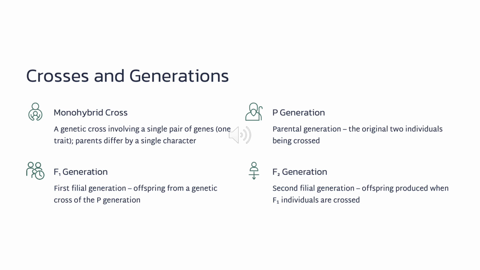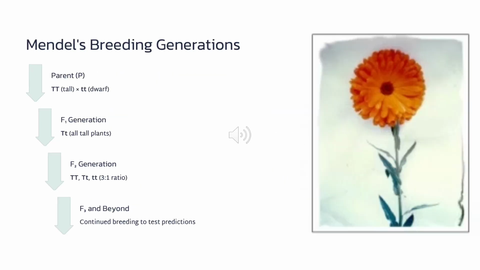The next generation is the F2 generation. This is the offspring that is produced when the F1 individuals are crossed together. So you could see in this slide from Mendel's breeding generations, it starts with the parent P generation, which produces the F1 generation, and then the F2 generation, and then F3 and beyond. So we'll continue to F6, F7, and so on.